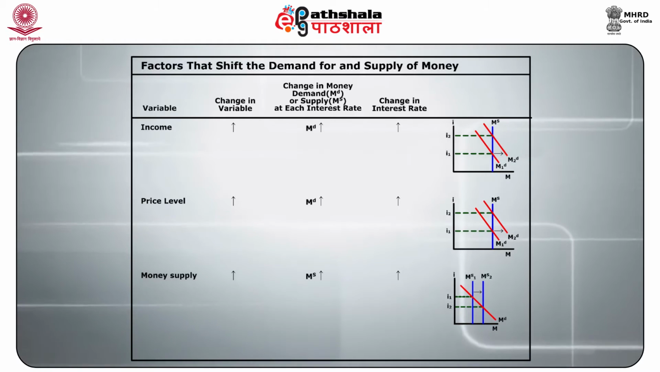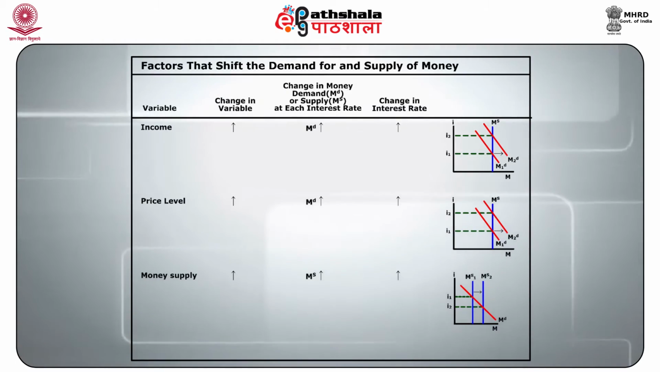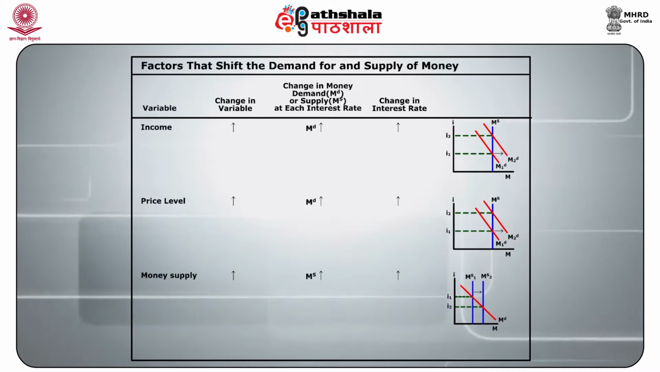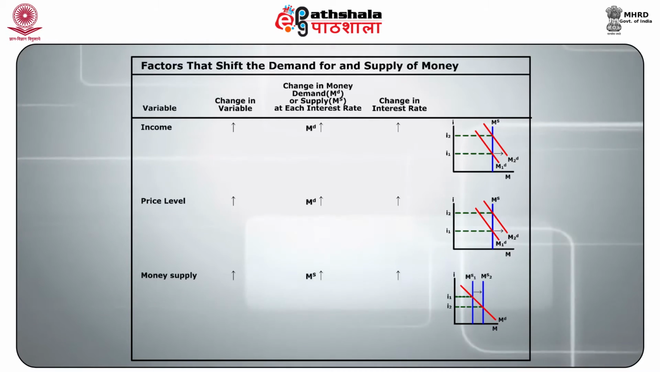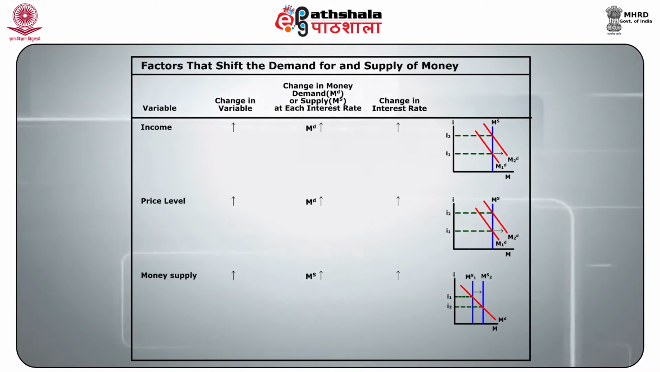The increased demand for money owing to a rise in income level, ceteris paribus, including no change in the money supply, will cause excess demand, leading to a rise in the equilibrium interest rate.